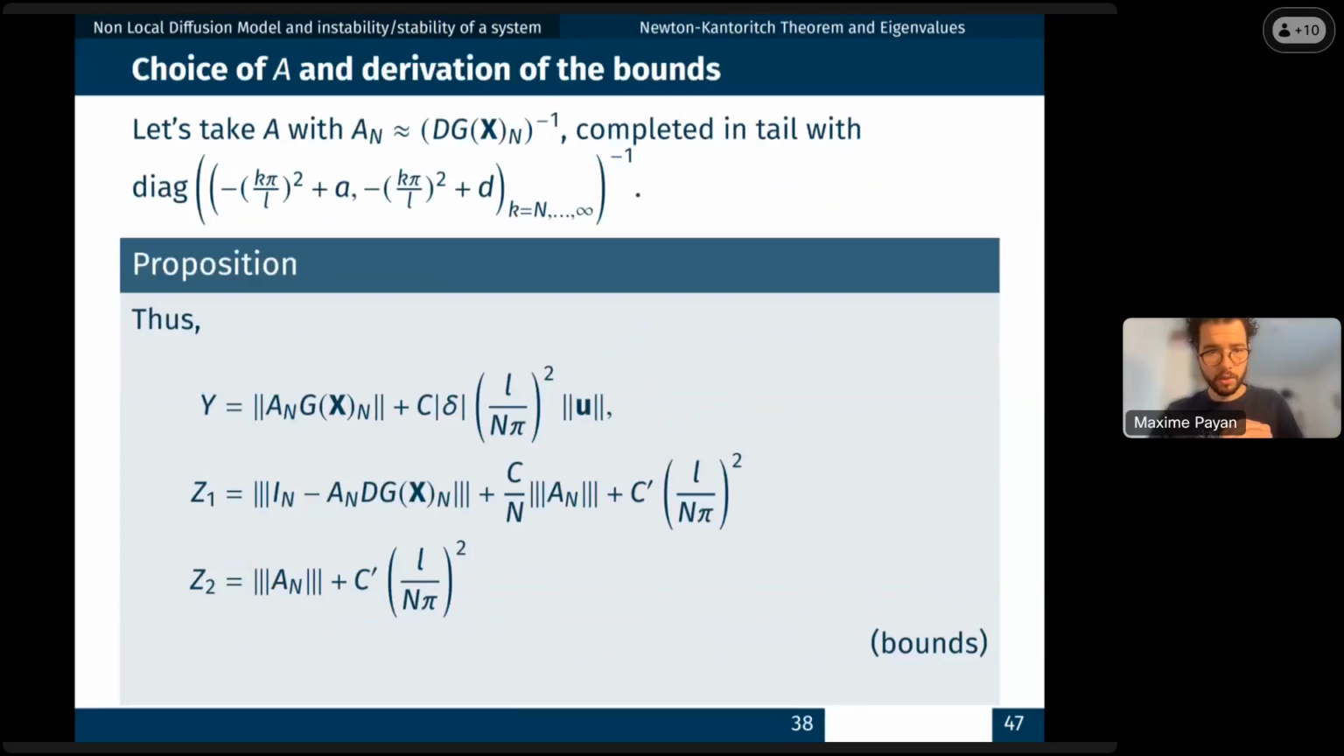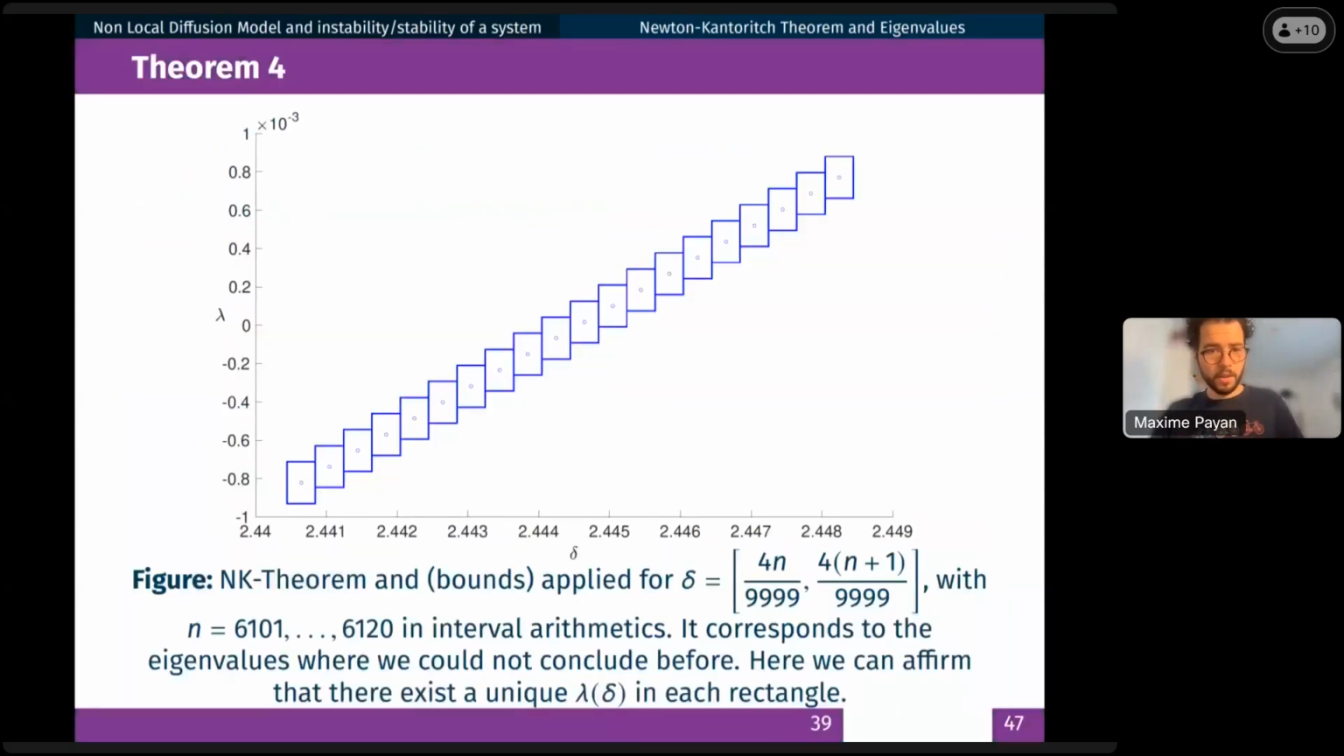Of course, we choose A before that. Exactly the same idea: we take a truncation of the differential, we take the inverse, and we complete this with morally the inverse of the main part of the differential of the function we want. I computed the bounds. Here they are a little bit simplified, but the idea is here. And we apply this to get this theorem. So this is the red part we just saw before.